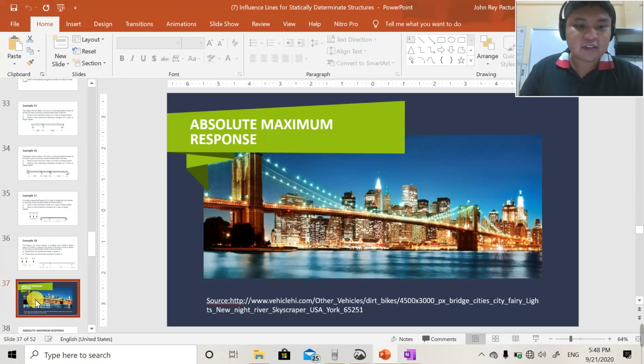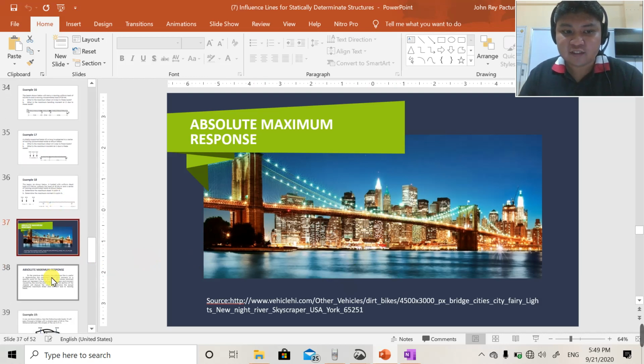So, the next topic will be the absolute maximum response of the beam. Napaka-importanteng topic rin nito, class, kasi aalamin mo na yung maximum or absolute maximum shear and absolute maximum moment na mangyayari sa beam due to this series of concentrated loads.